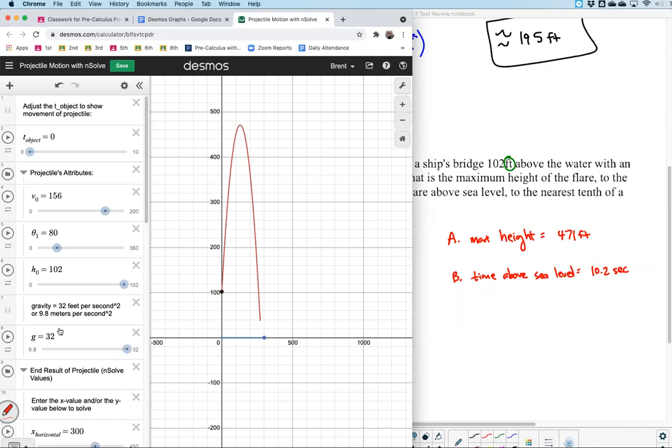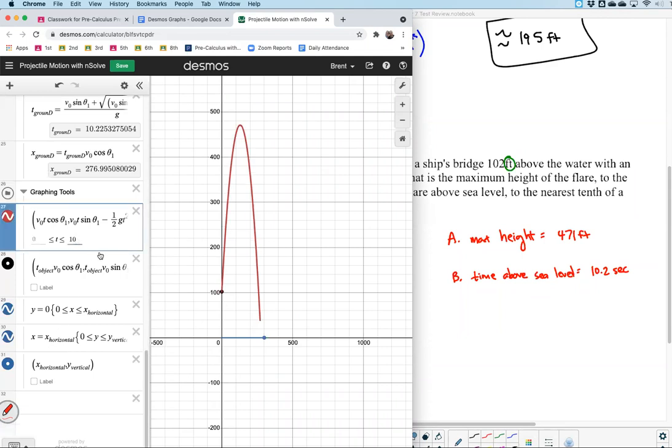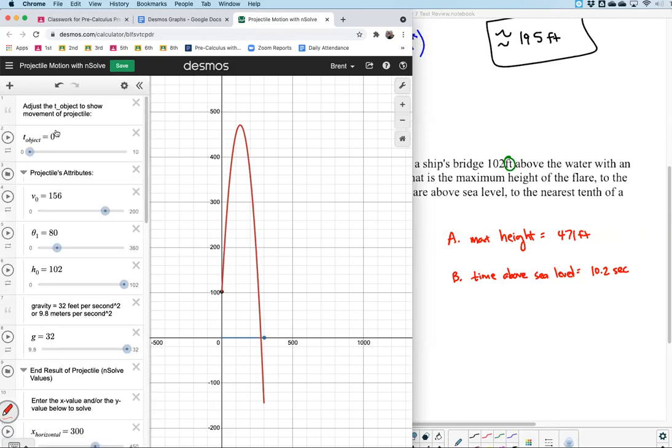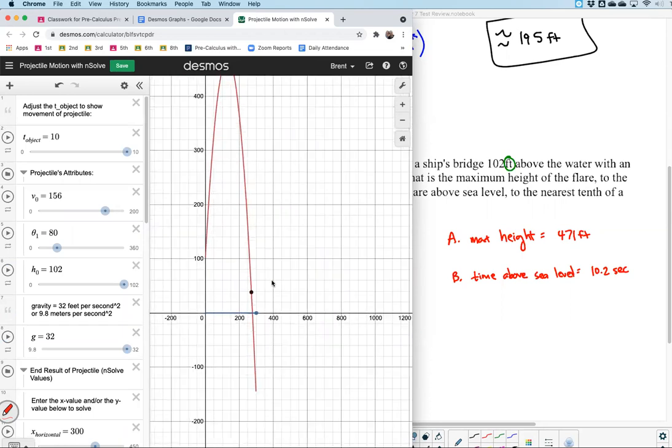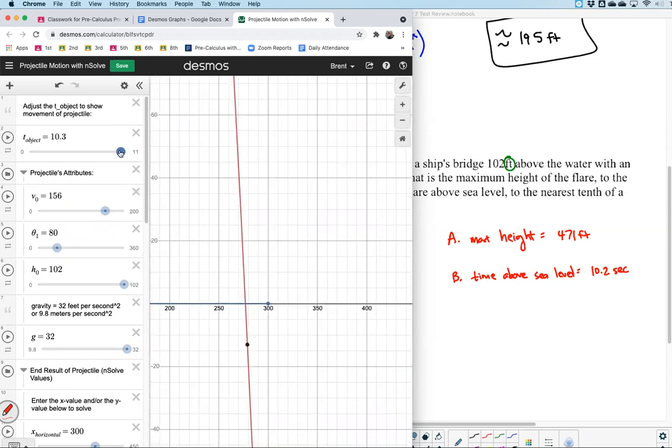Let me add some time to this so you can see it. Where's the graph? Graphing tools. It needs to graph a little bit more time. As you can see, obviously it hits the ground there. Or it hits the water. So let's go 11 seconds. And I'll show you here if I do the object. Here goes the object up. At 10.2, it's going to be just above sea level. See, 10.2, it's just above, but at 10.3, it's going to be underneath the water. So the answer is 10.2.